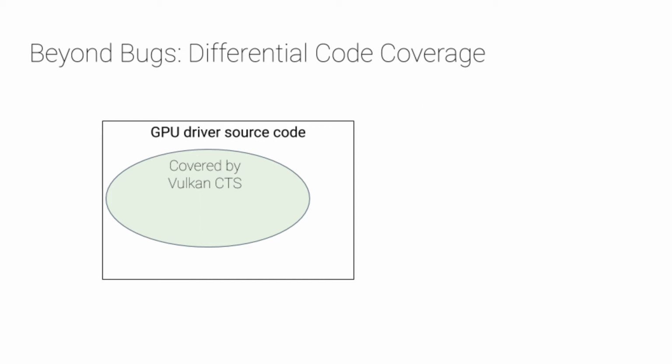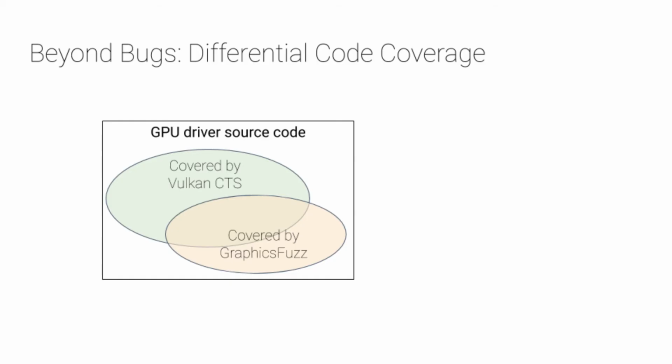We can also run GraphicsFuzz for some period of time and measure which bits of the driver get covered by GraphicsFuzz tests. And if we look at the portion of this Venn diagram of tests only covered by GraphicsFuzz and not by the CTS, this is really interesting. This points to parts of the driver source code that are reachable by Vulkan workloads. So they're not dead code, they're not code that only applies to some other API, but that CTS does not hit. So this is achievable coverage that's missing from CTS.